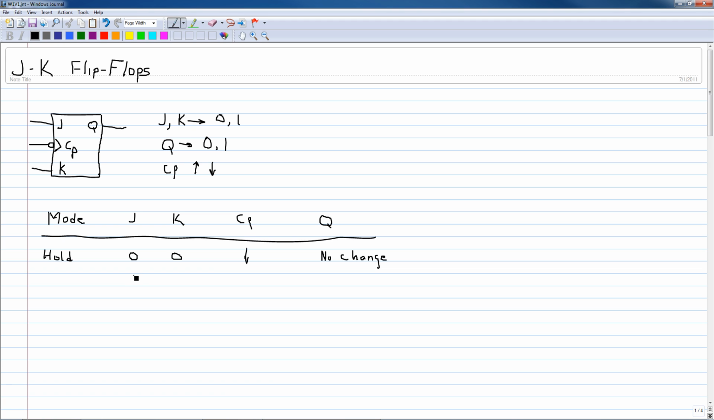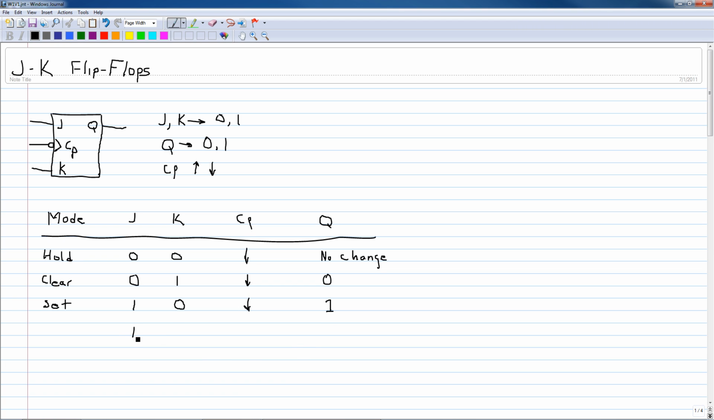It just doesn't change. Alright. The next possible mode is when J is 0 and K is 1. And this is called the clear, or sometimes reset mode. And once you get an active transition, then the Q output always goes to 0. The next state is when J is equal to 1 and K is equal to 0. This is called the set mode. And once J and K are set to those values and you get an active transition of the clock, then the output Q will always go to a logic 1.